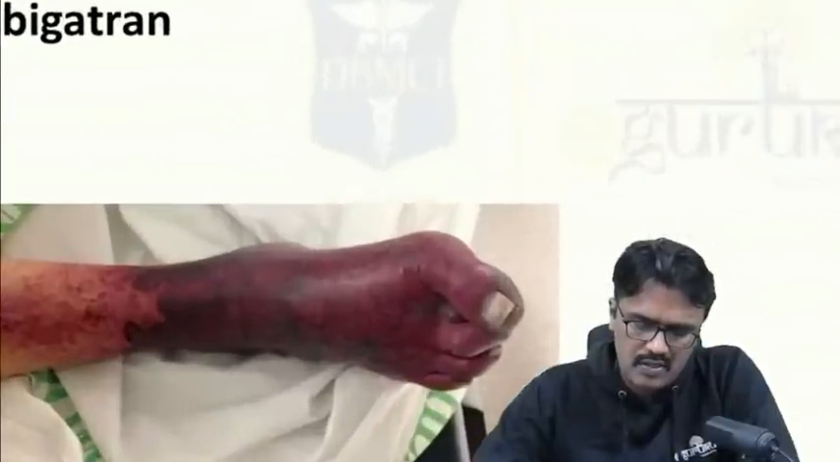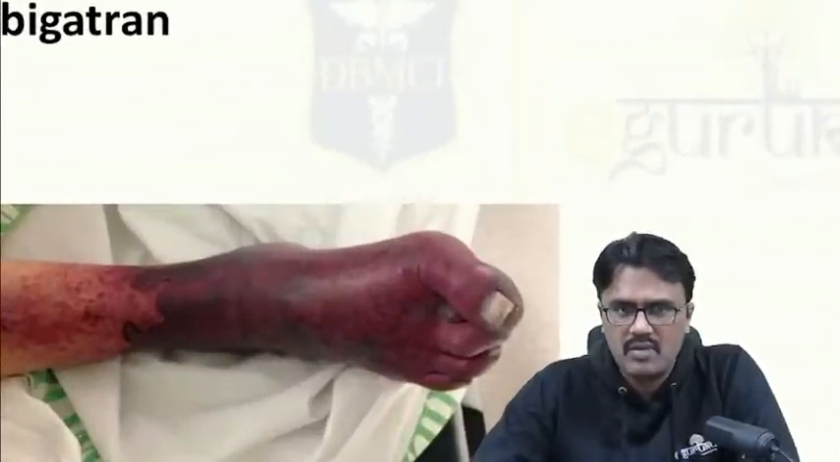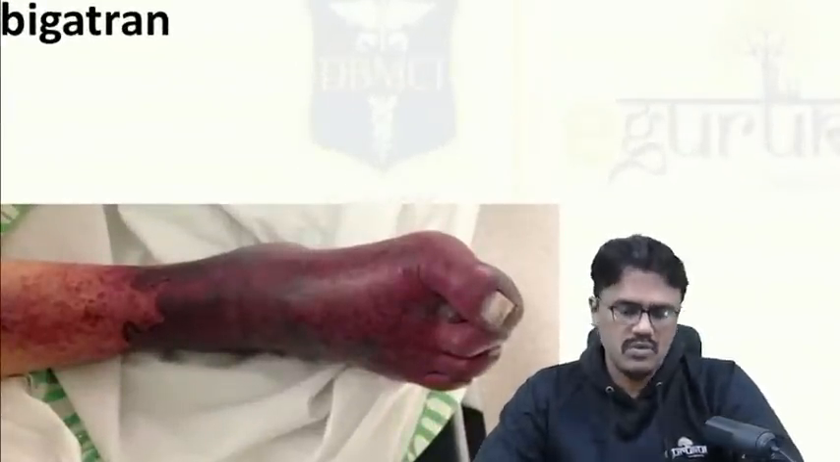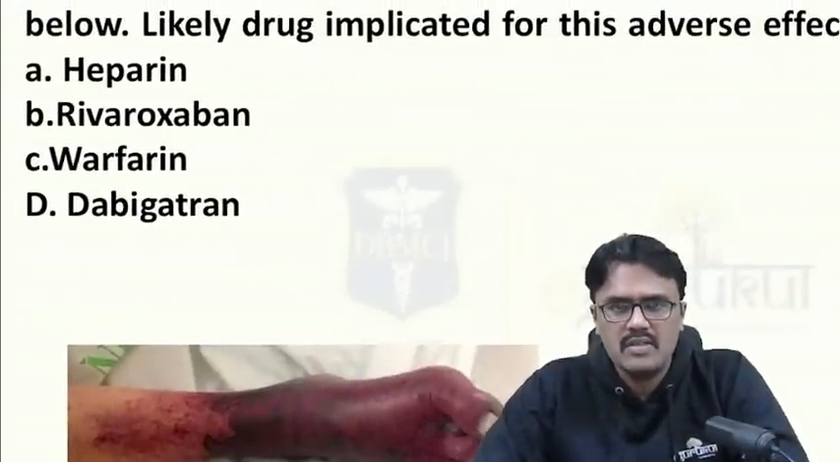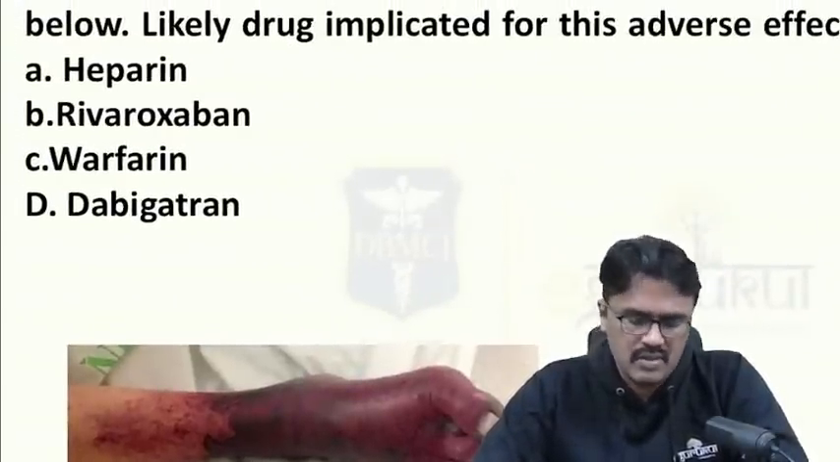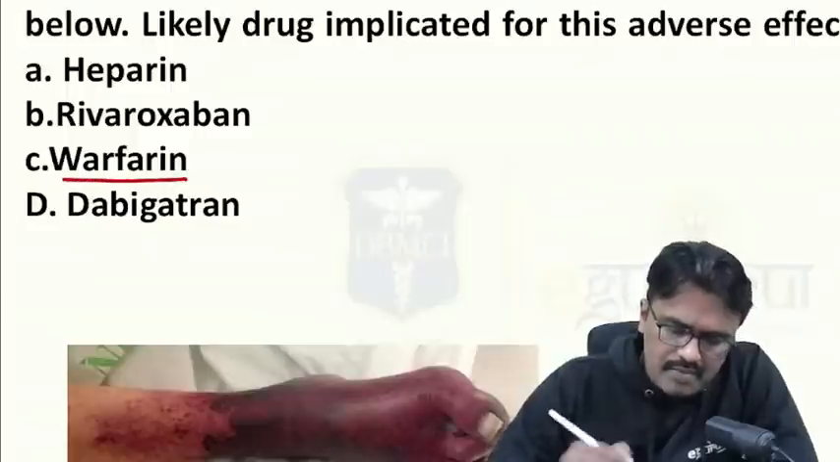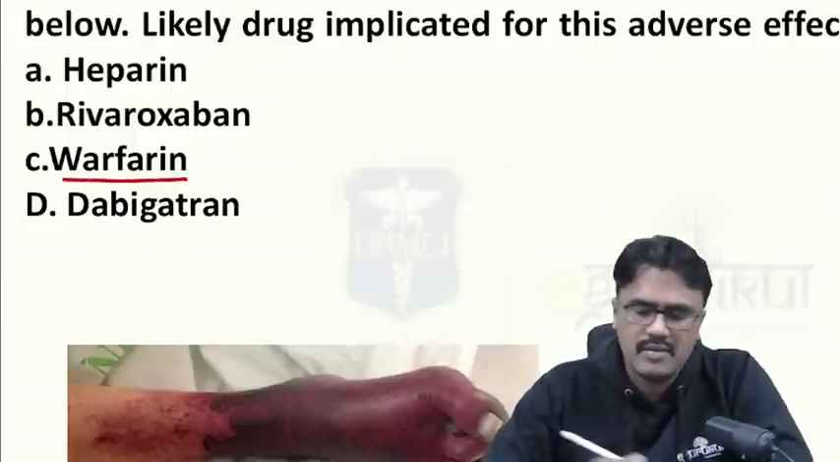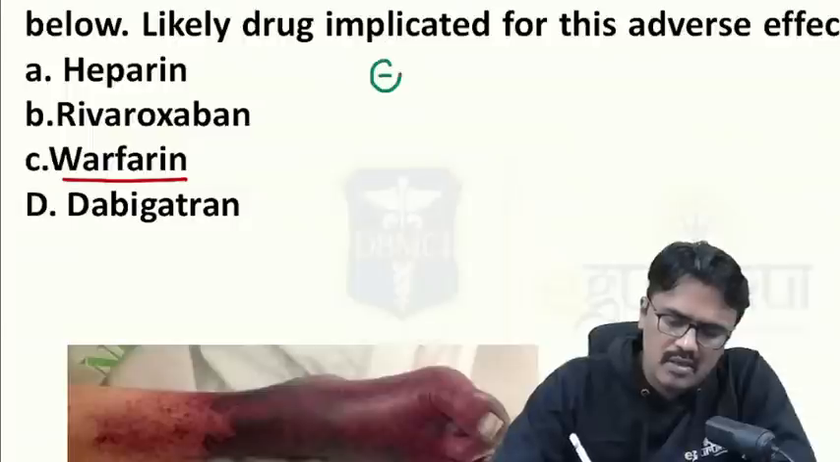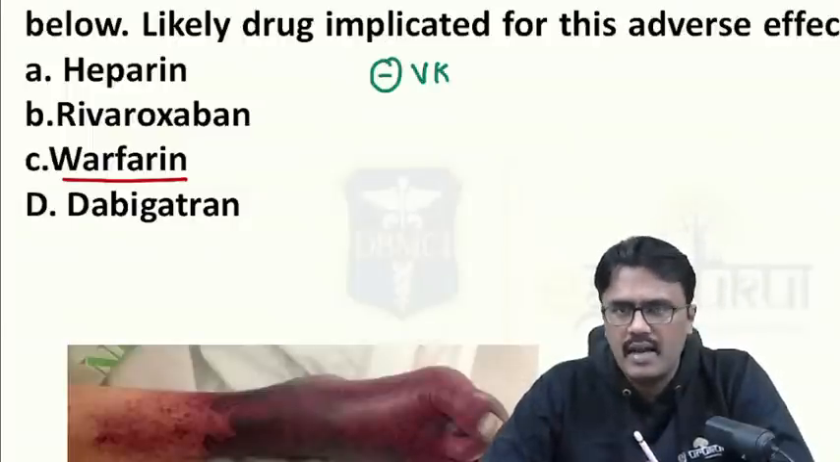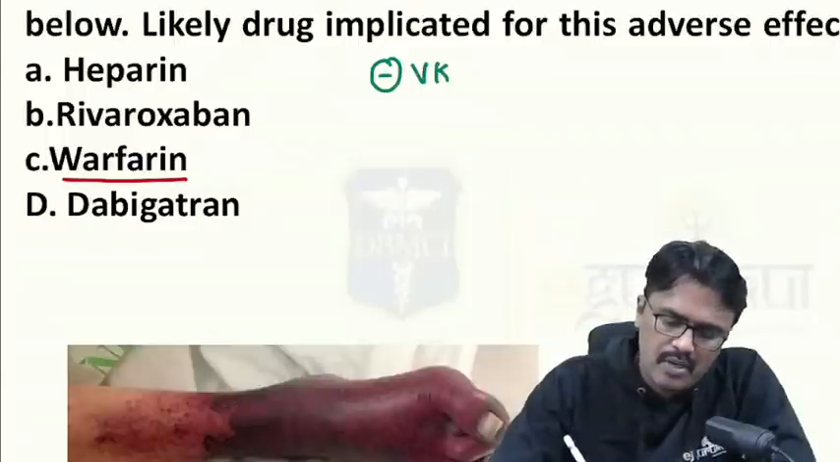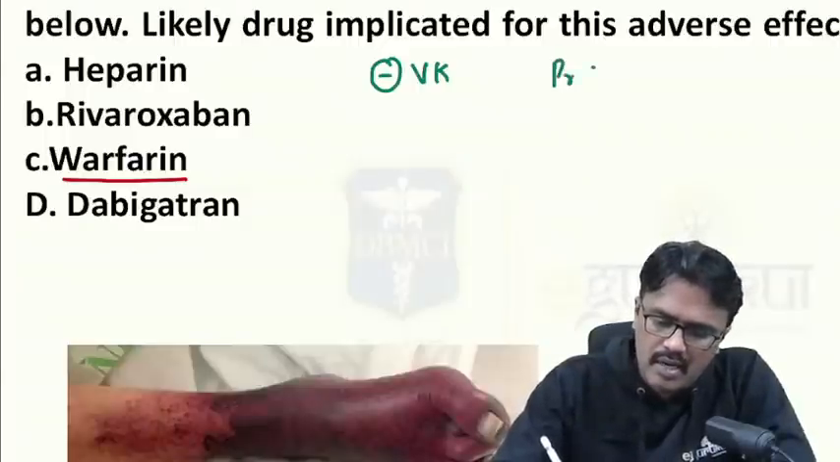Now, if you see, this is a case of dermal necrosis. This is what the students are told. And what is the drug which can cause this skin necrosis or dermal necrosis? The drug is called warfarin. Why will warfarin do that? You know that warfarin inhibits vitamin K. So it's a vitamin K antagonist, so that protein C and S are not activated.